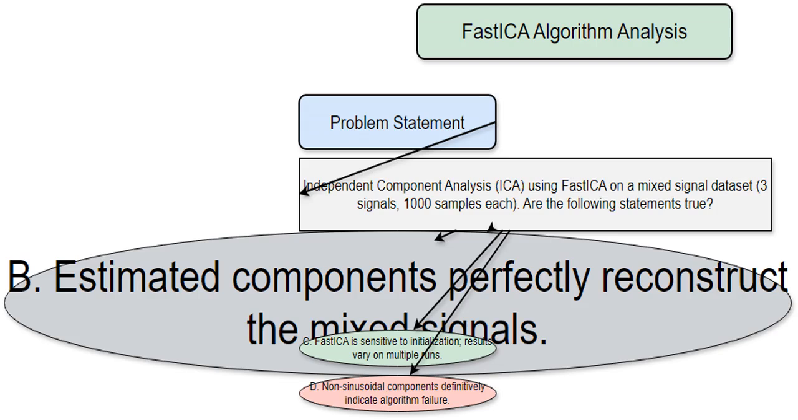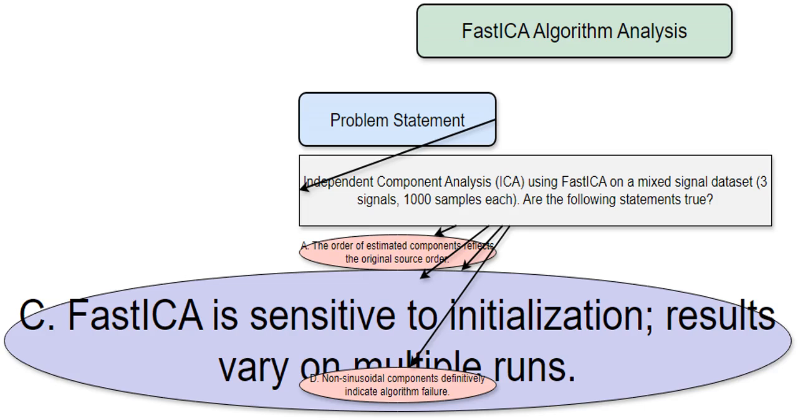Statement C states FastICA's sensitivity to its starting point. I'm examining this closely. That's true. It's an iterative algorithm, and similar to how your starting location affects your final destination when walking a maze, different starting points give slightly different results. Therefore, C is true.